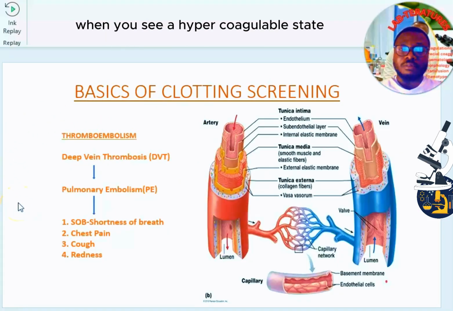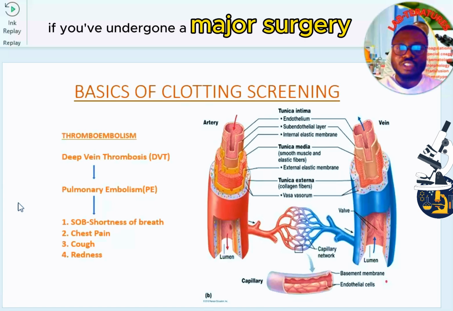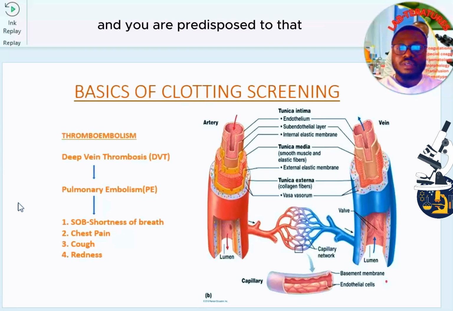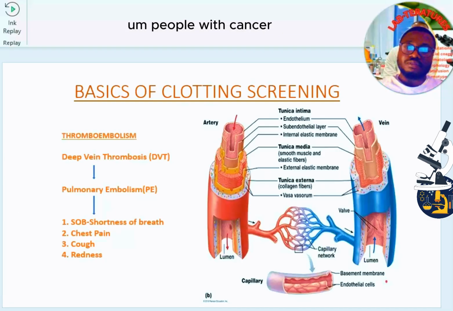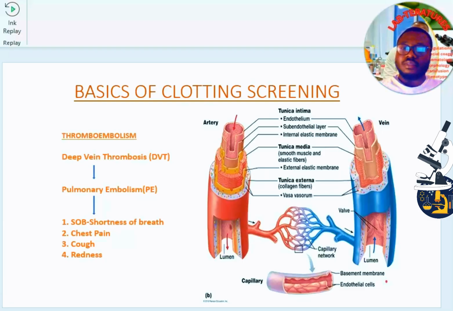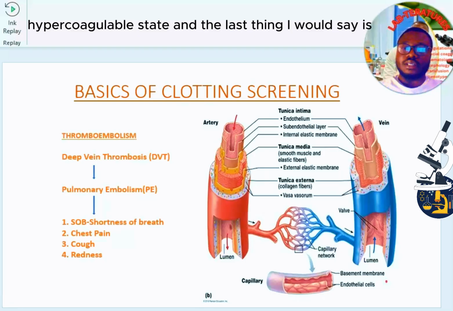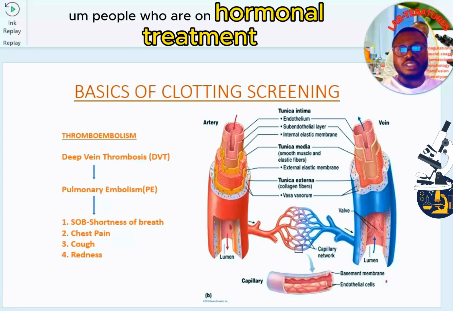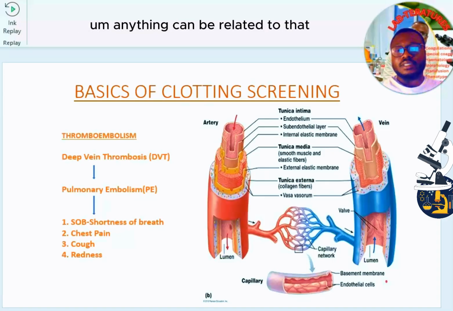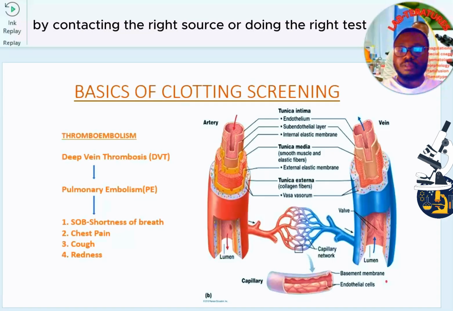When you say a hypercoagulable state, it is any state of a patient that predisposes them to clot formation. For instance, if you've undergone a major surgery, you are prone to that. If you've been bedridden for very long, you are predisposed to that. People with cancer, some state of obesity as well can also lead to hypercoagulable states. And the last thing I would say is people who are on hormonal treatment. It can also lead to that, but in your best state, anything can be related to that by contacting the right source to do the right test.